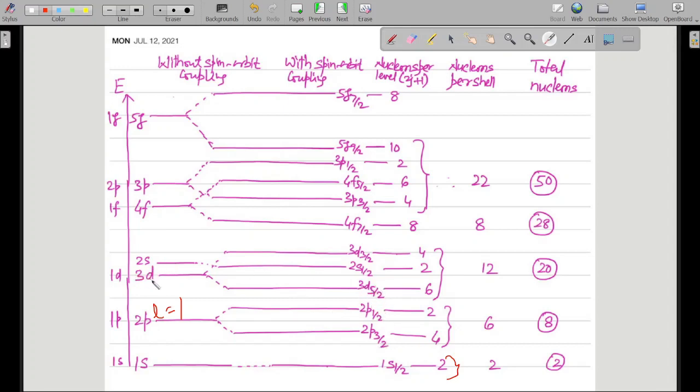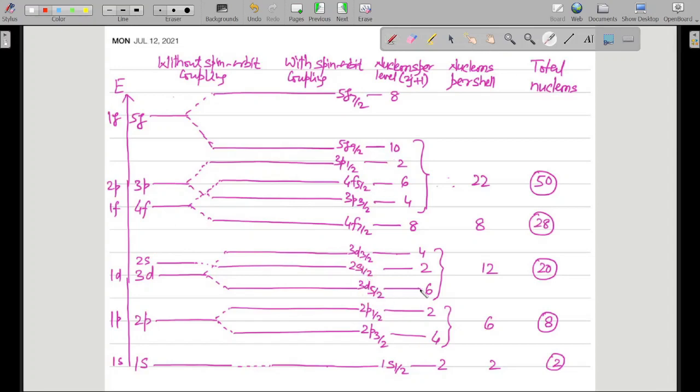3D, we have already seen how 3D came. Now for D, L equal to 2. So 2 plus half is equal to 5 by 2, and 2 minus half is equal to 3 by 2. So 5 by 2 and 3 by 2 are the two values. The total number of nucleons will be 2 into 5 by 2 plus 1, that is 6, and 2 into 3 by 2 plus 1, that is 4. And over here 2S will remain as it is, because for S, L equal to 0, so 0 plus half will be the only J value. So J equal to 1 by 2.